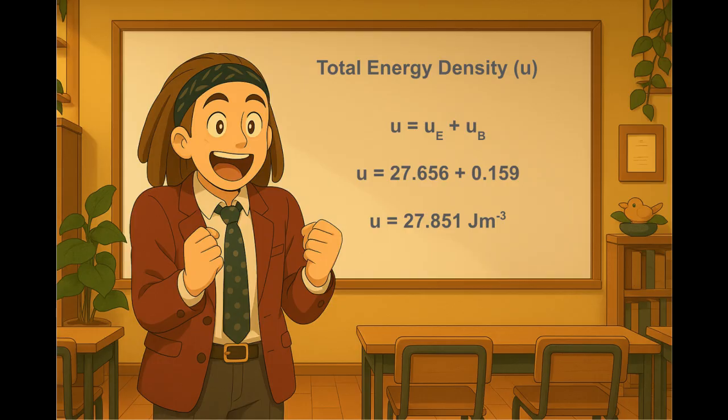The total electromagnetic energy density, U, is the sum of UE and UB. U equals 27.656 plus 0.159, which gives us approximately 27.815 joules per cubic meter.